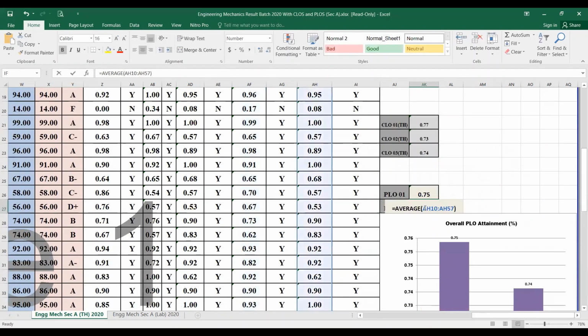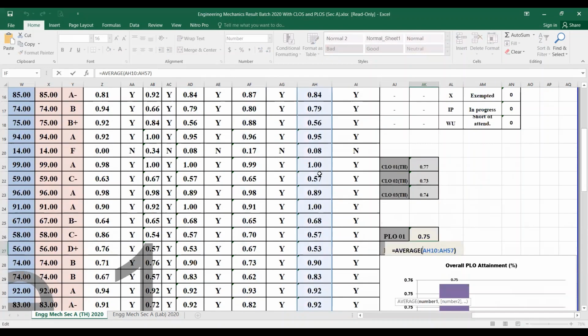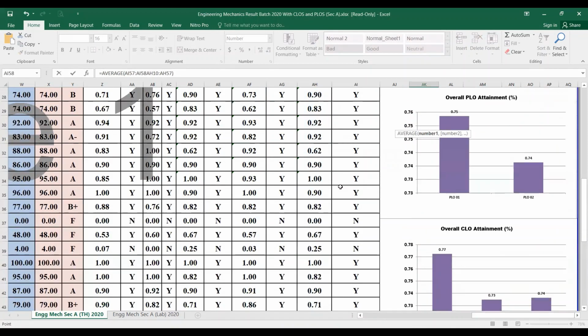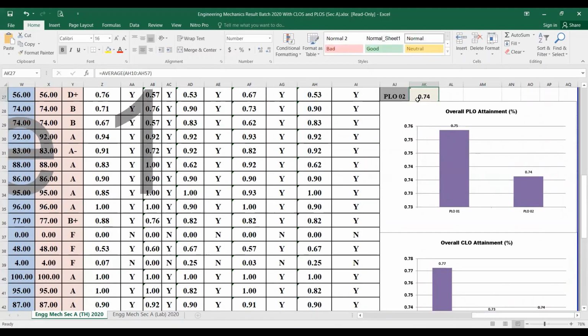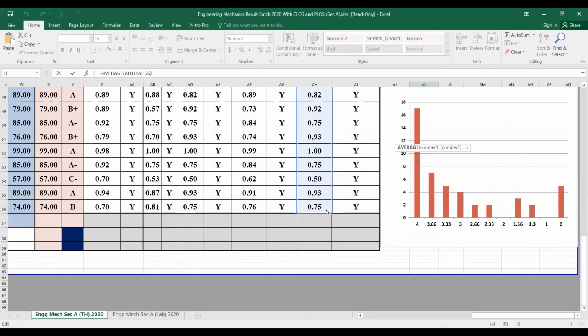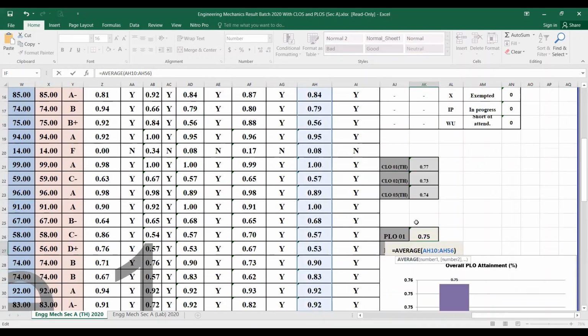And for the PLO2 attainment, you have to take the average of the class. And then, oh my god, I have selected wrongly. Let me show you what this is. So this is the whole PLO2 attainment of the class, and I have taken the average of this column. So now it's done, and it is 74%.